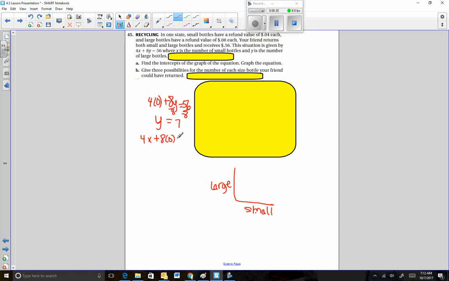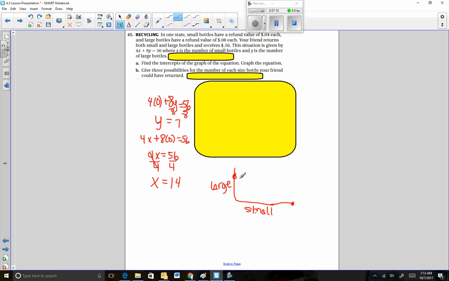Now, for the X-intercept, we have 4X, place a 0 in for the Y value. It's always the opposite one, equals 56. So we have 4X equals 56. Divide both sides by your 4. And so X equals 14. So we go along the X-axis and we go out to way out there at 14. And the Y was at 7, so if we put in 0, 7, so we go up 0, 7, it'd be like probably around here.